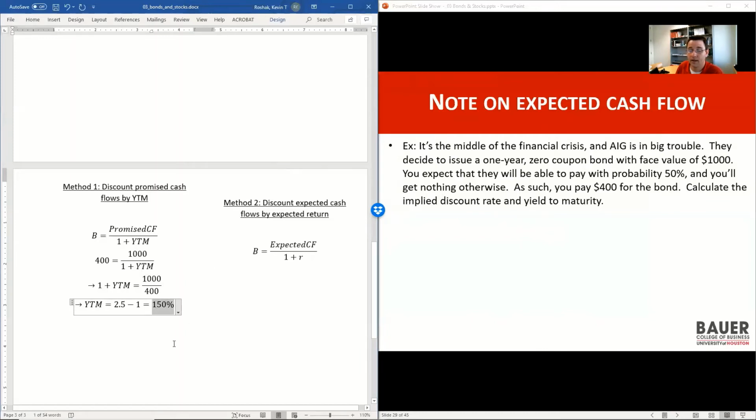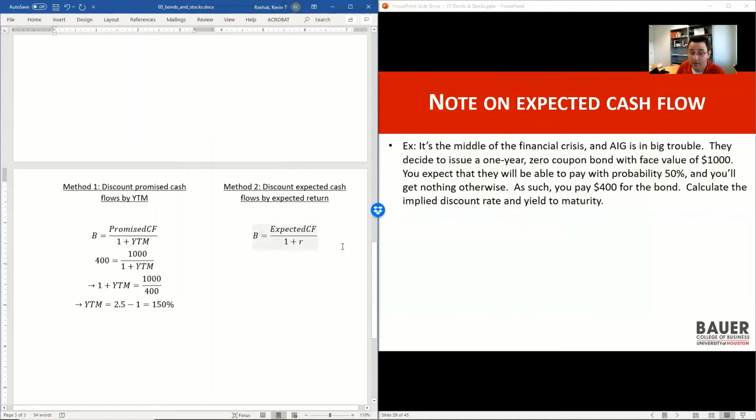Okay. Now, as we said, we don't expect them to pay off on the bond. So let's value this bond using a different method, where we're discounting the expected cash flow by the expected return. Well, we know what the bond price is. It's still 400. Now, what's the expected cash flow in this example? It's not the promised cash flow, obviously, because there's a high chance that the bond will default. The expected cash flow is going to be $1,000 that they promise, but you're only going to get that 50% of the time. And the other 50% of the time, you get nothing. So the expected cash flow is only 500.